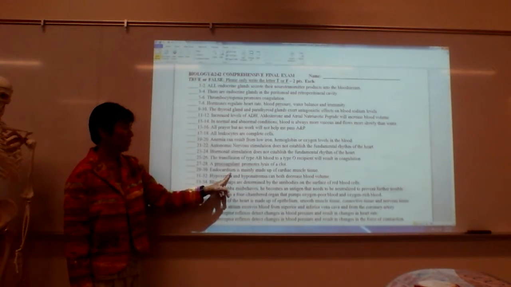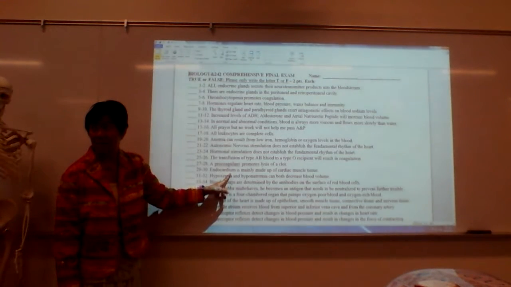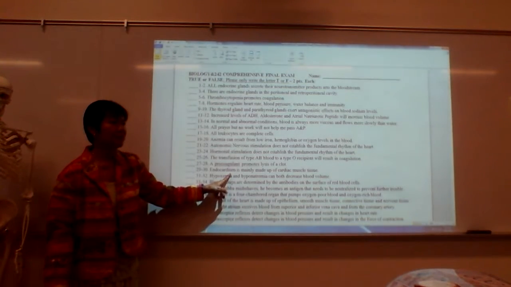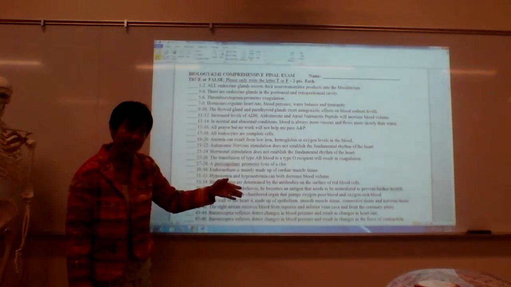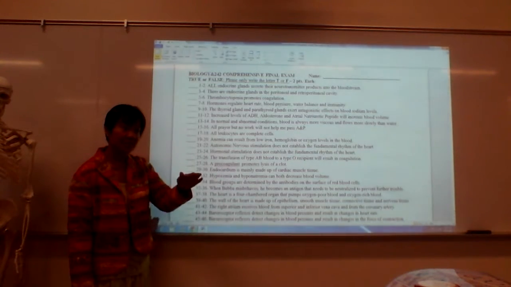True. Endocardium is mainly made up of cardiac muscle tissue. Endocardium, with internal... What's your choice? I'd say internal is epithelium. False. Very good. Because myo is cardiac muscle. The endo is epithelium. Endo is the inner, right?